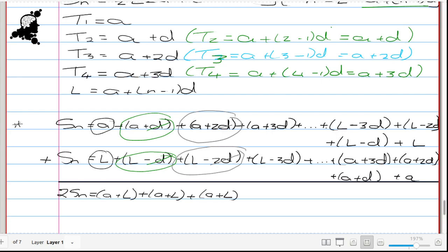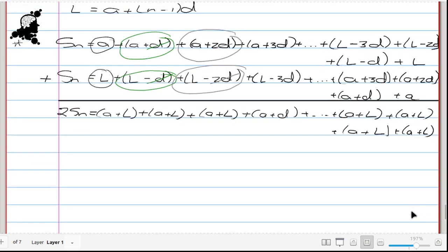I guess you can see the pattern now that even if I had to take A plus 3D and L minus 3D, I'm still going to end up with A plus L. Then I have my ellipsis. I have L minus 3D plus A plus 3D. The D's cancel out. This is still A plus L. This is still going to be A plus L. This is going to be A plus L. And lastly, L plus A, that's the same as saying A plus L.